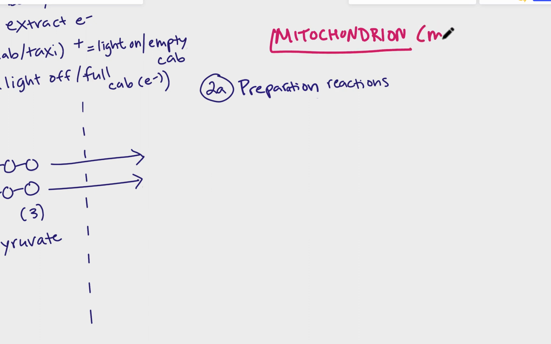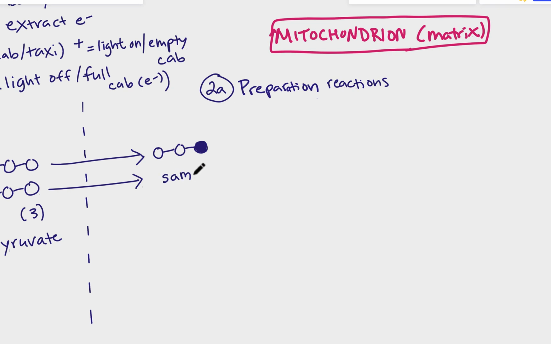And specifically, it's in the matrix of the mitochondrion, which is the interior space. I have a lecture about mitochondria, so you can watch that to get more information. So the pyruvate goes in, it's transported, and I'm going to just color this last carbon here so we can track it. The other pyruvate does the same thing, but I'm just going to do one of them. Realize that it happens twice.